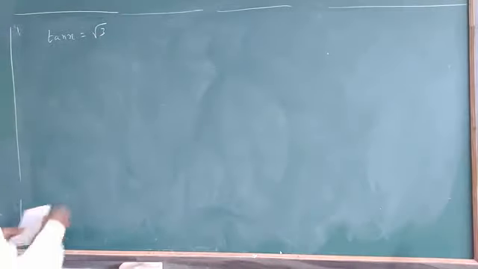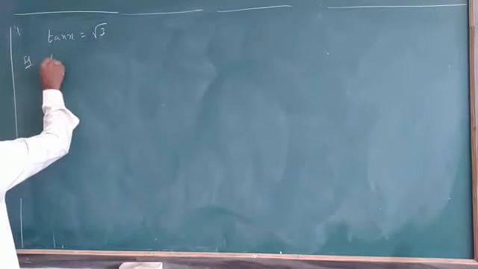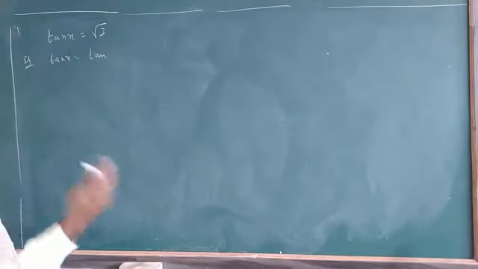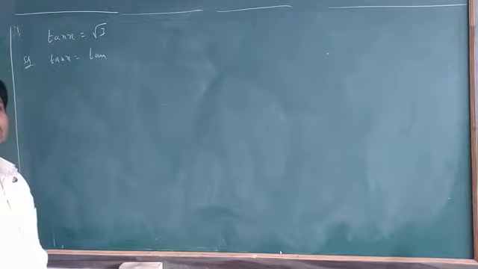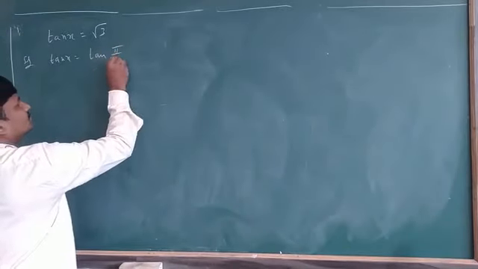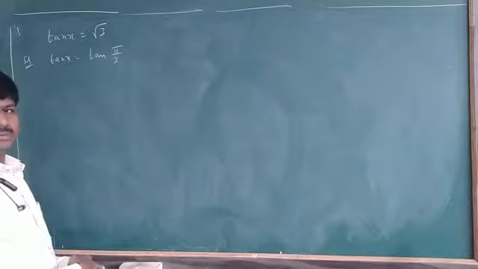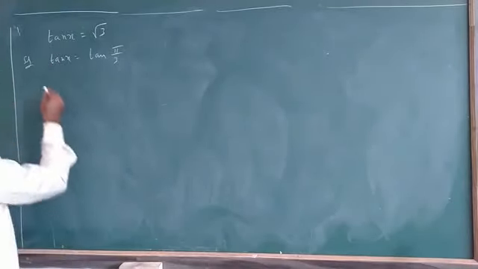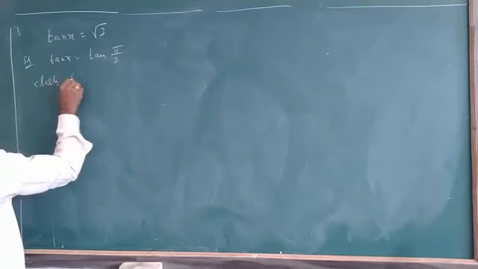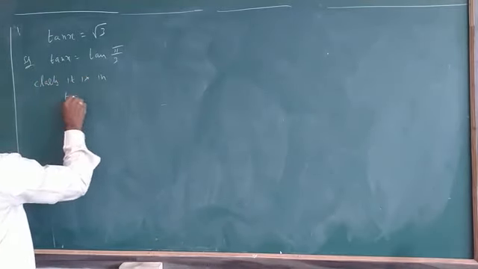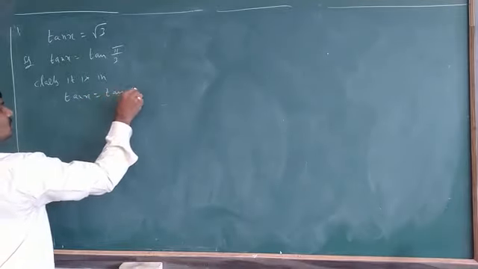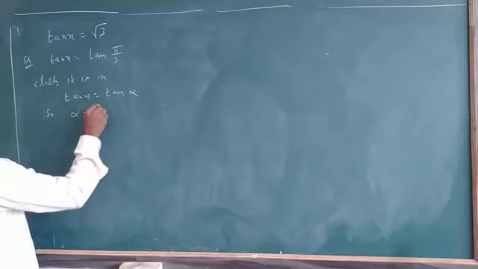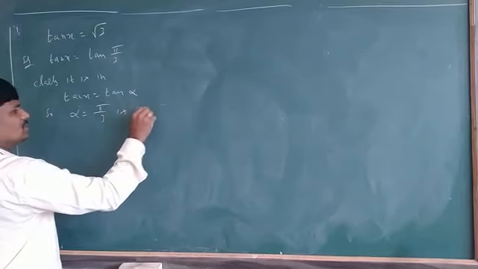How can I write this one? Here, see the solution. Tan x is equal to root 3 means tan for what value of angle is root 3? Tan 60, tan pi by 3, yes. So tan x is equal to tan alpha. Direct question it is. So alpha is equal to pi by 3 is the principal solution.